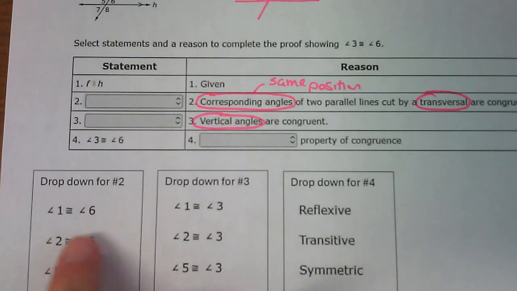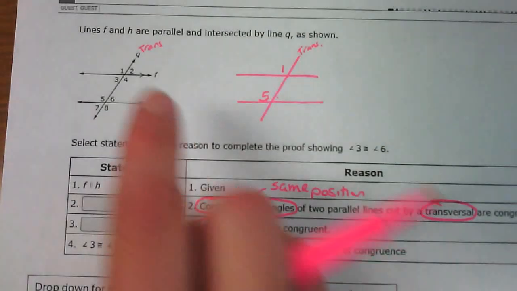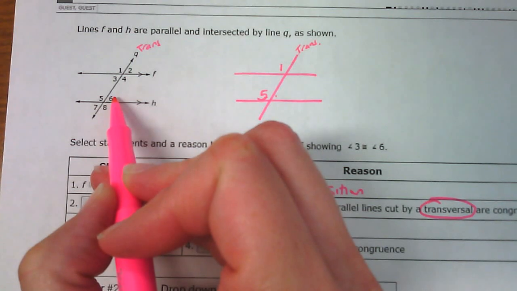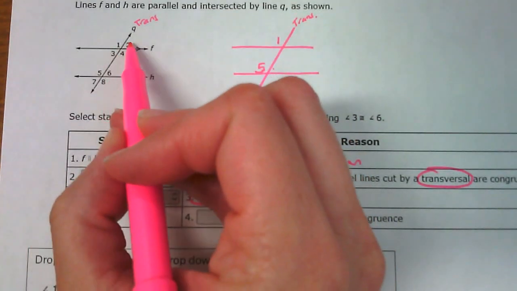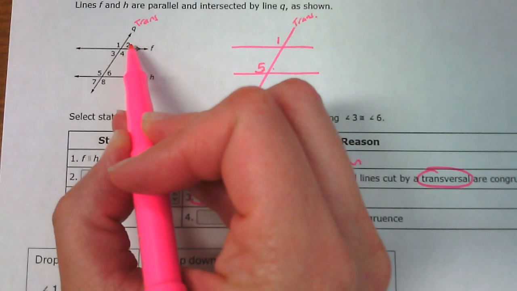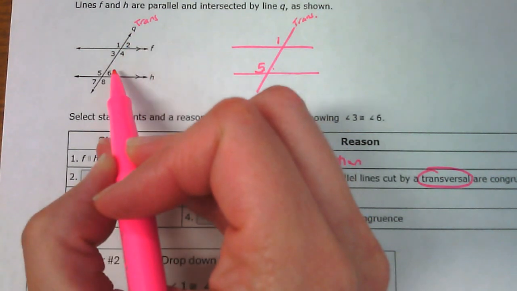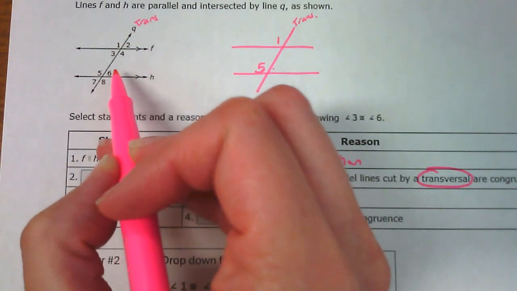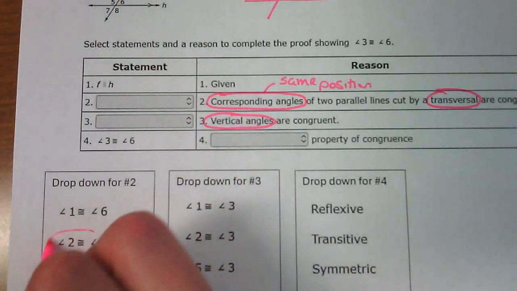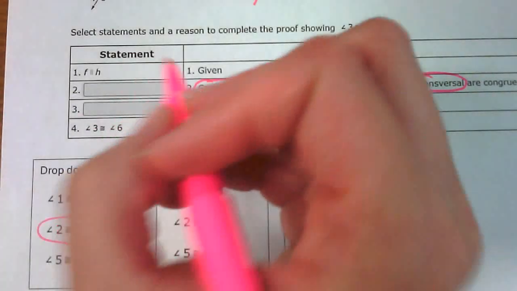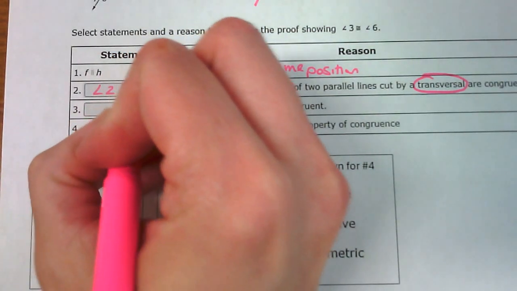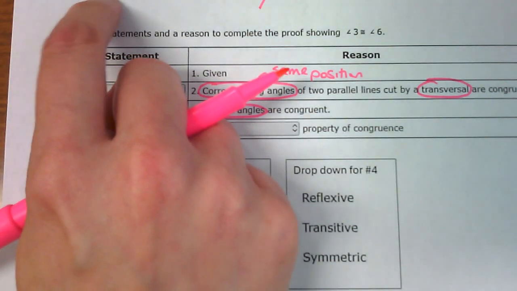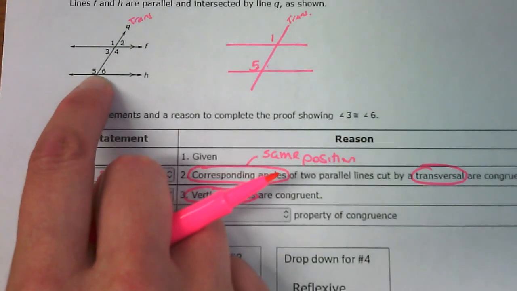So for this particular line, line 2, we have these choices. We have 1 and 6, 2 and 6, 5 and 6. So 1 and 6 are not in the same positions. We have 2 and 6. 2 is above the line and to the right of the transversal. 6 is also above the line and to the right of the transversal. So 2 and 6 is going to be our choice for line 2. If we had gone ahead and looked at 5 and 6, 5 and 6 are a linear pair. They are not corresponding.